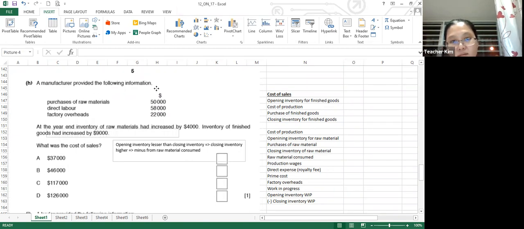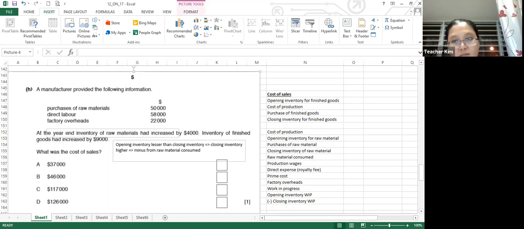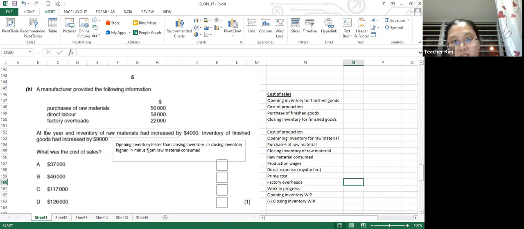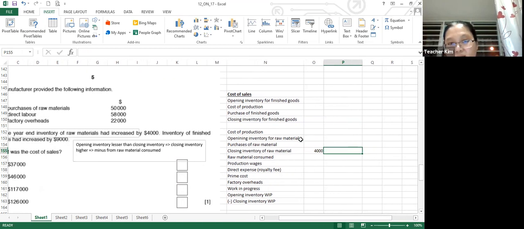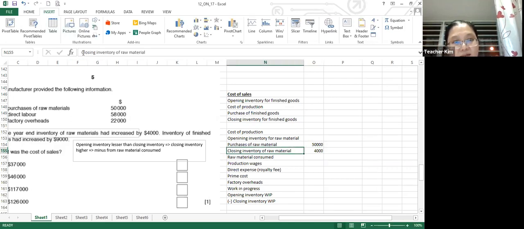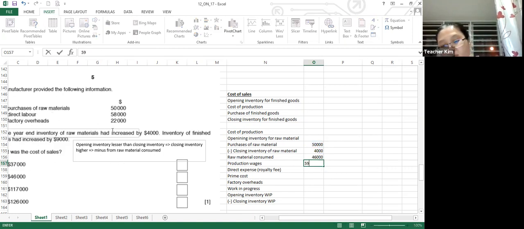They say that the closing inventory increased. So it means that this amount that you're going to have in here, your purchases, you don't have opening, but you know that this one is higher, 4,000. Okay, and then my purchases 50,000. So this closing, when it's higher, minus. So my raw material consumed will be take this minus this. And then my production, direct labor is my production wages, 58,000. And then my factory overhead is in here, 22,000. So whatever we don't have the dimension for, we just ignore it.